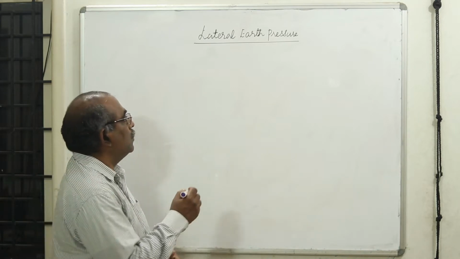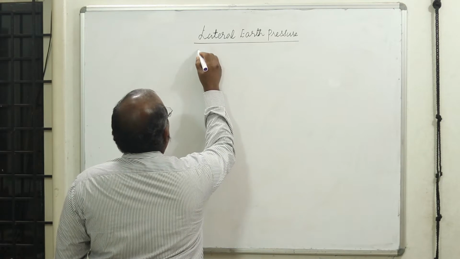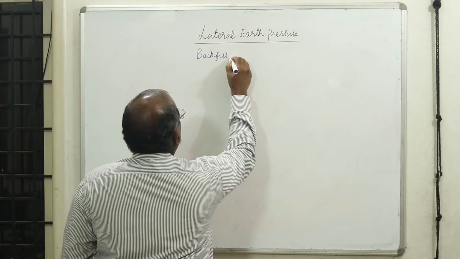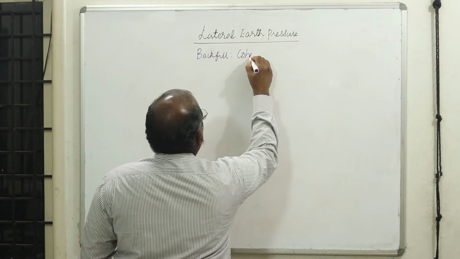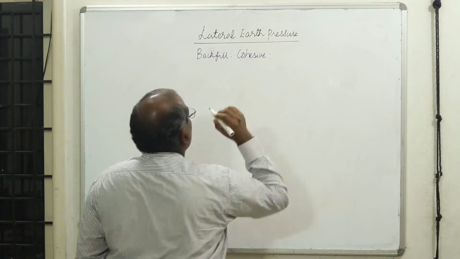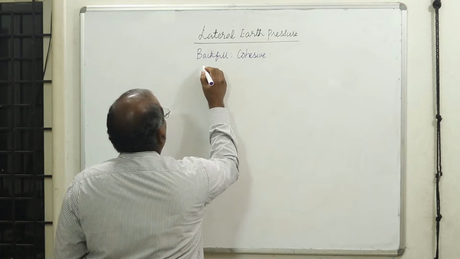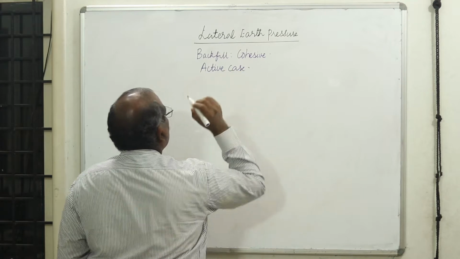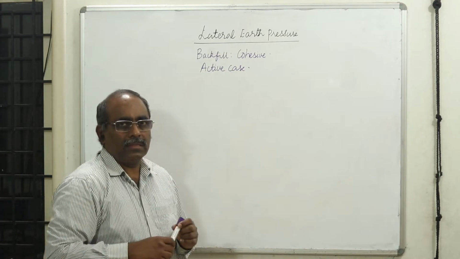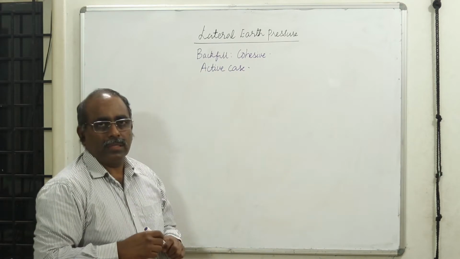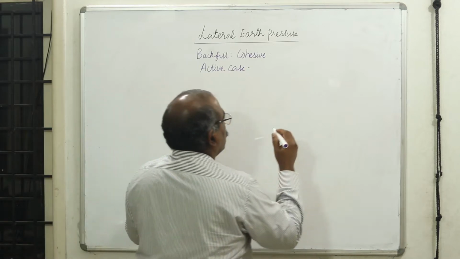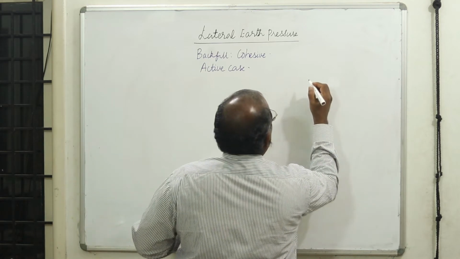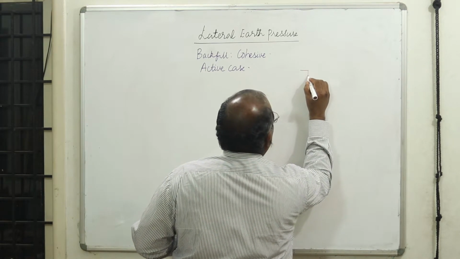Students, we will go to the next case, when the backfill is cohesive soil, and we are still considering the active case. The basic assumption in Rankine's theory is that the backfill is cohesionless. Later, it was extended to cohesive soil. Now, let us see how we can find out the intensity of active earth pressure.